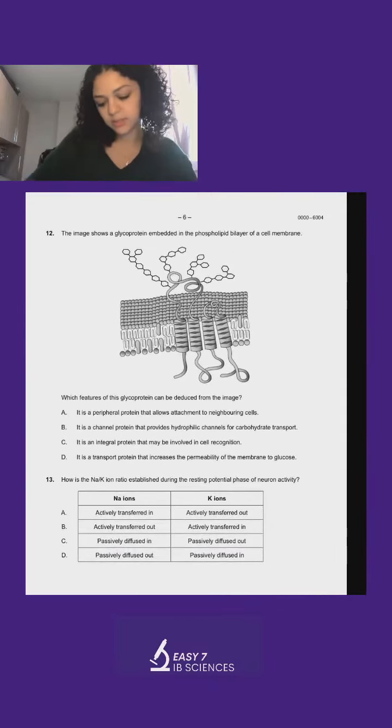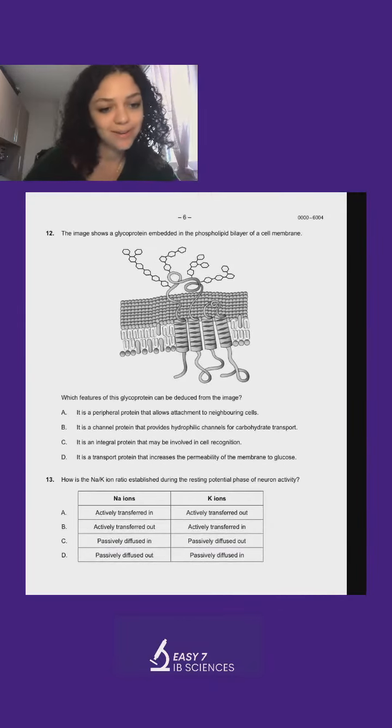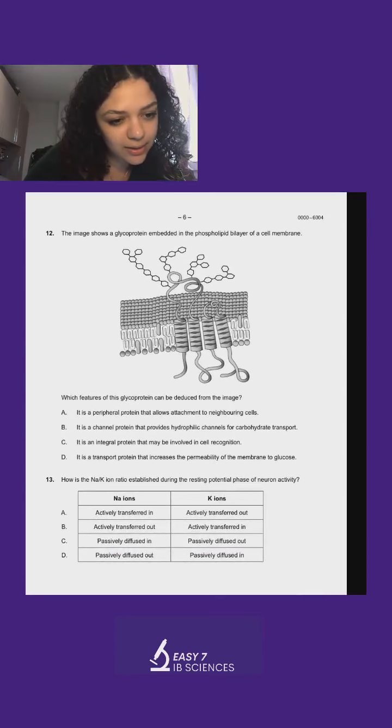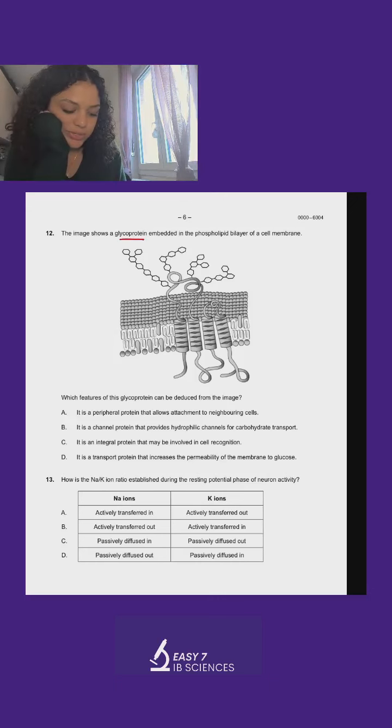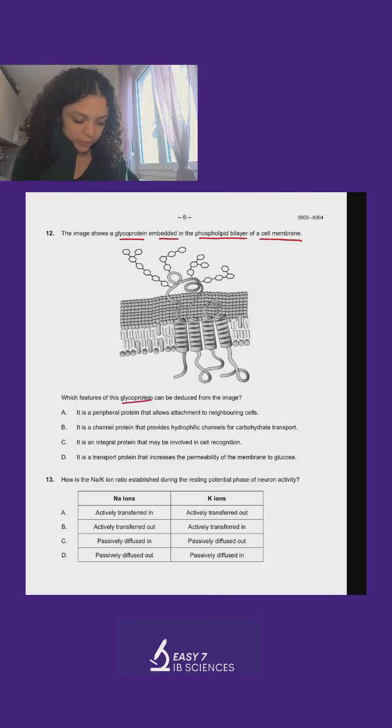Okay, next, question 12. You guys are doing very, very good. Question 12 says the image shows a glycoprotein embedded in the phospholipid bilayer of a cell membrane. Which features of this glycoprotein can be deduced from the image? So here we see a glycoprotein. What can you guys see?